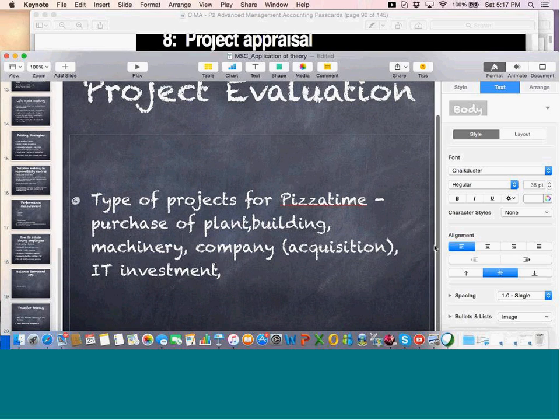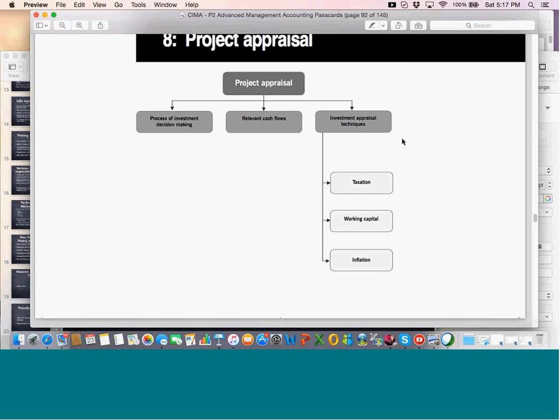When you go into these projects, you look at the taxation, working capital, inflation, and what cash flow will come through, right? Process of investment decision. How would you carry out investment decision making around this, right? What cash flow will you get? As well as then you look at the taxation, working capital, and inflation on this investment. Okay.